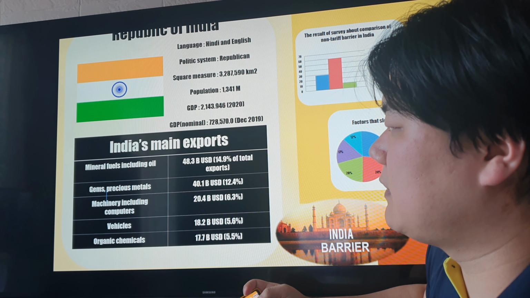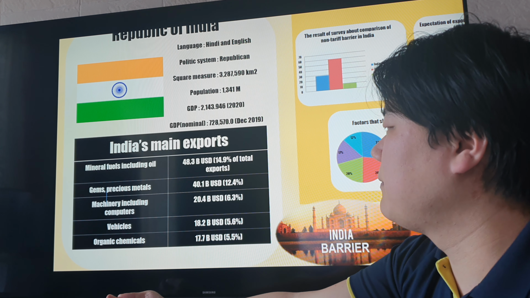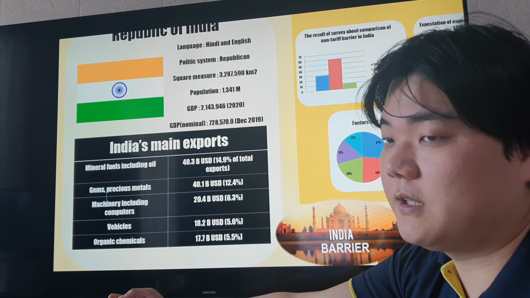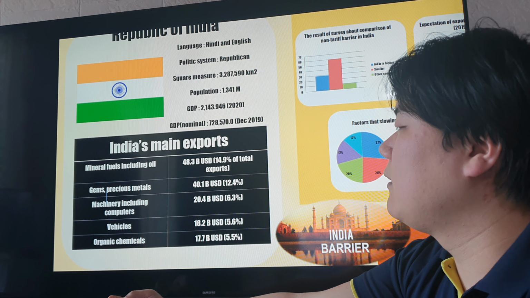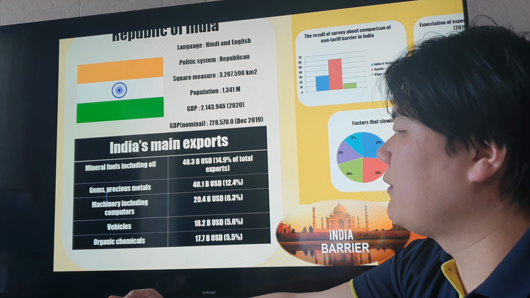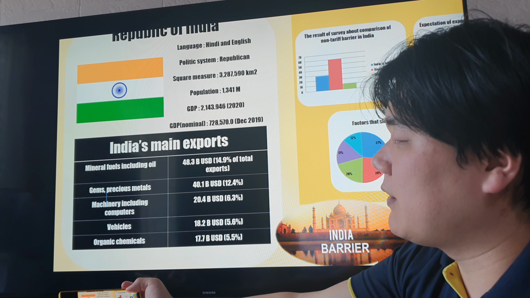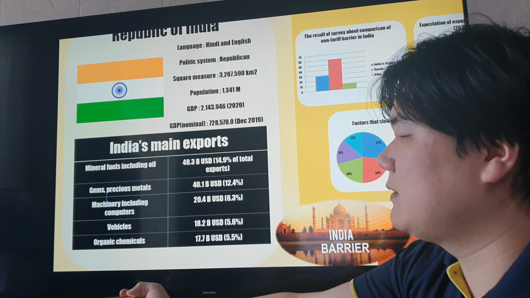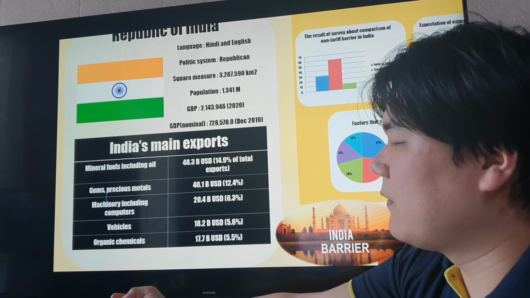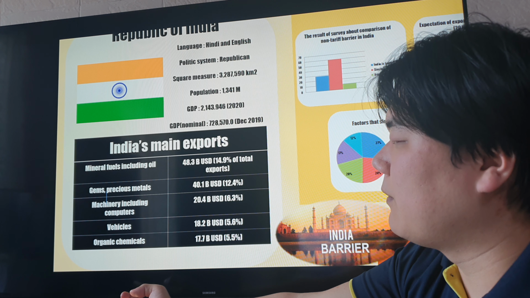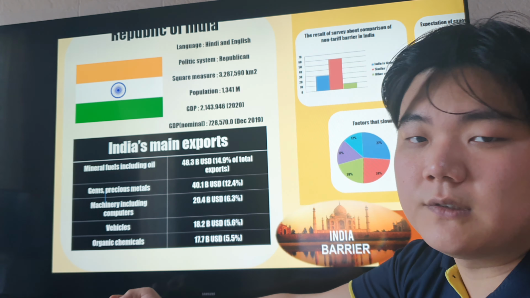India's main exports: first, mineral fuels, including oil. It takes 14.9% of total exports and costs 48.3 billion US dollars. Second, gems and precious metals. Third, machinery including computers. Third, vehicles. And fourth, beef. Organic chemicals such as rice.